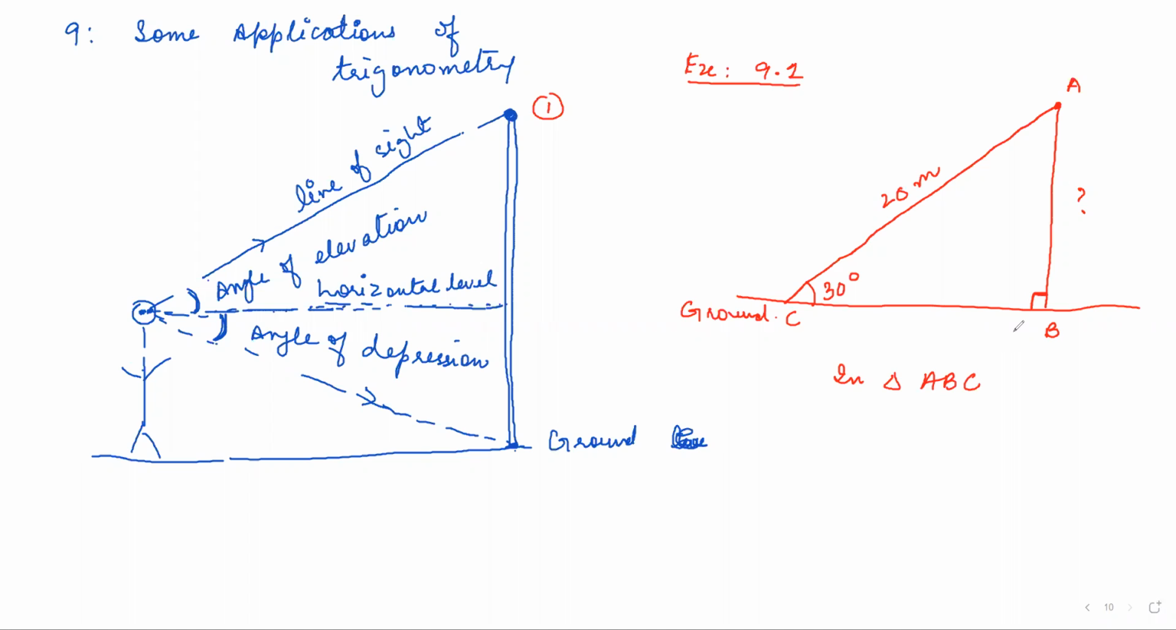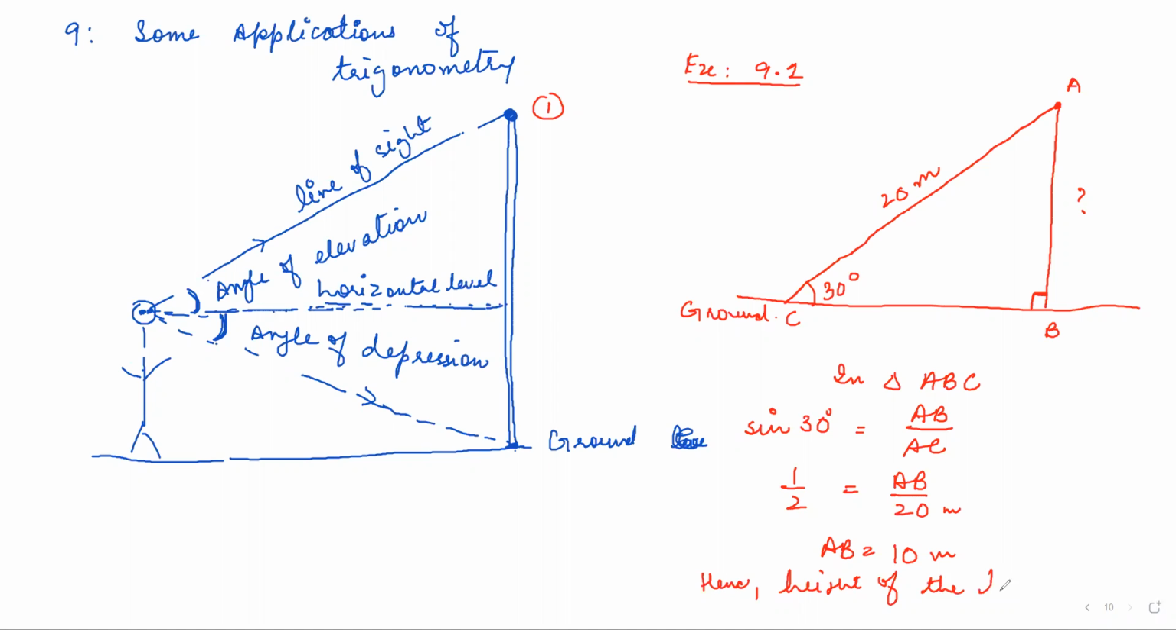Now I'm interested in finding AB. So that is perpendicular. So I have to take a trigonometric ratio which includes perpendicular and hypotenuse, because I know the value of hypotenuse here. So which ratio I can take? I can take sine, right? Yes, ma'am. And theta is already given. So sine 30 is equal to perpendicular, that means AB by hypotenuse, that is AC. So sine 30 is half. AB you want to find. AC is given 20. So your AB will become 10 meters. So you can conclude with a line that hence height of the tower is 10 meters.